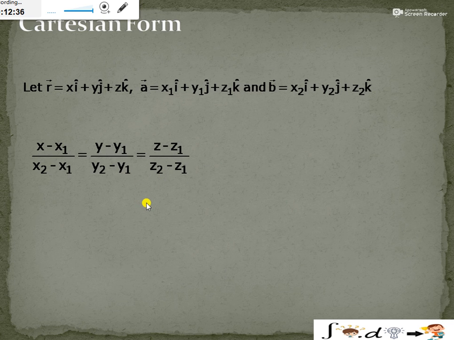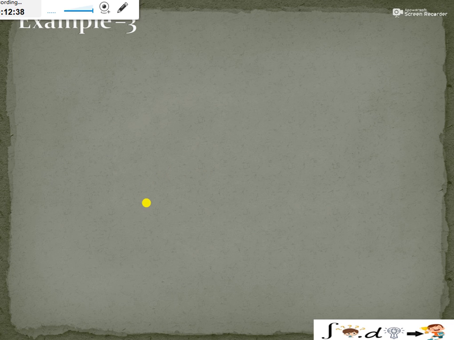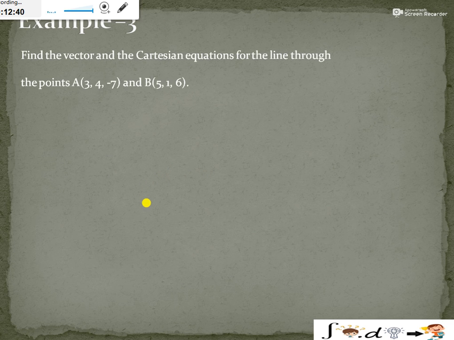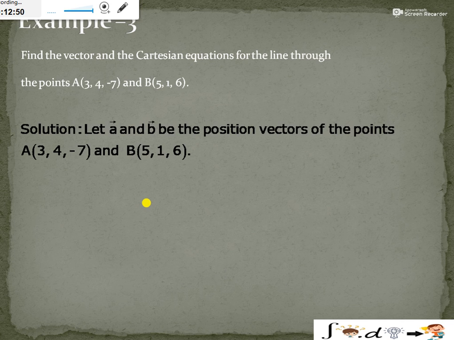Is it clear? And now we have to see the example. Find the vector and Cartesian equation of a line passing through the points A (3, 4, minus 7) and B (5, 1, 6). So let us suppose vector A is equal to 3i plus 4j minus 7k and vector B is equal to 5i plus j plus 6k.